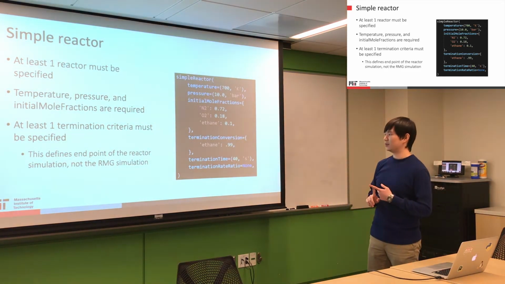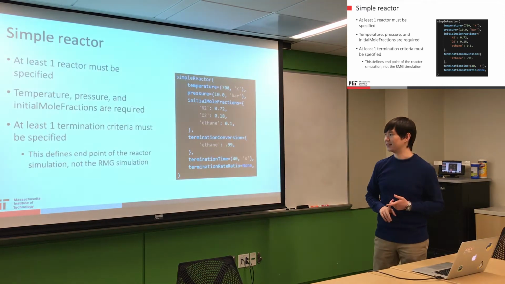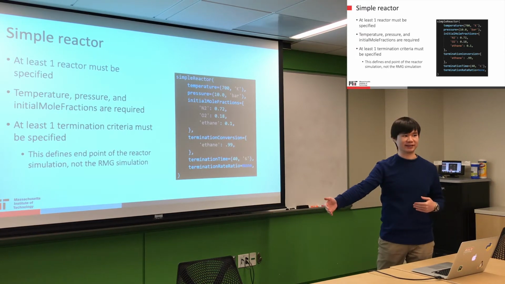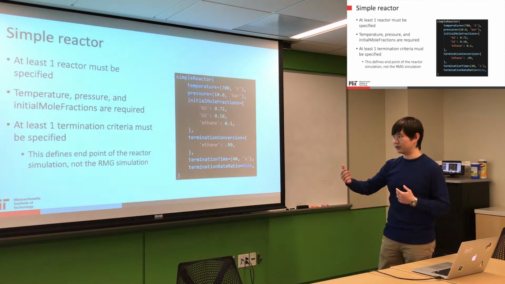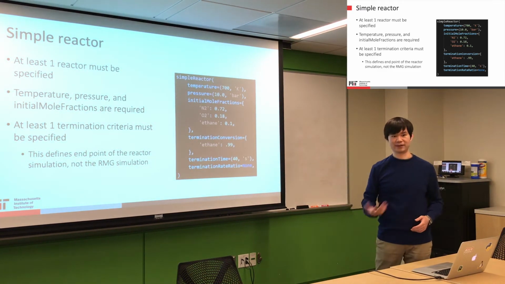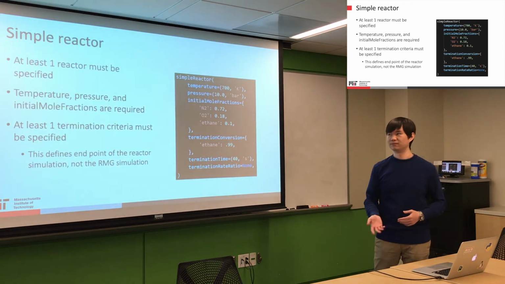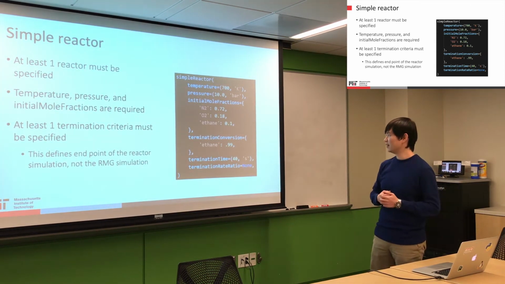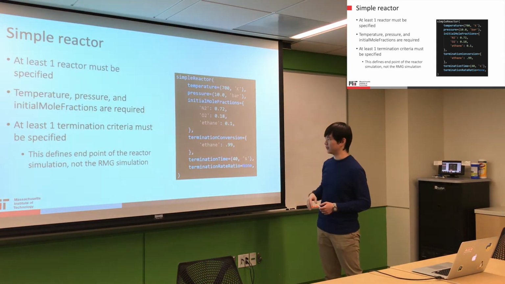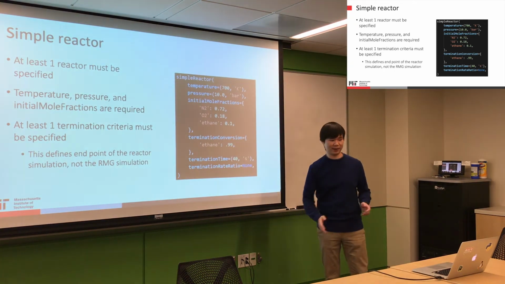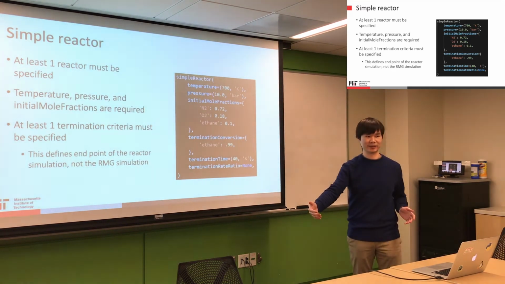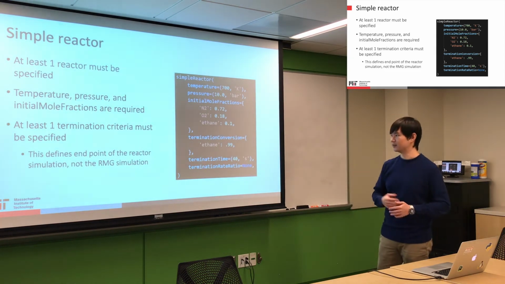In addition to that, you must specify at least one termination criteria. Termination criteria tell it when to stop this reactor simulation. This is unrelated to your overall RMG simulation. This is only referring to each reactor simulation that we do, which is done potentially multiple times per iteration. There are various ways you can specify this. For example, termination conversion means that you can specify some species, and when say 99% of that species is gone, then we will stop this reactor simulation and move on to the next step of the RMG job.